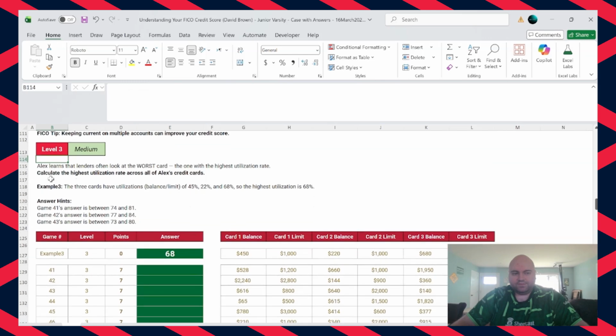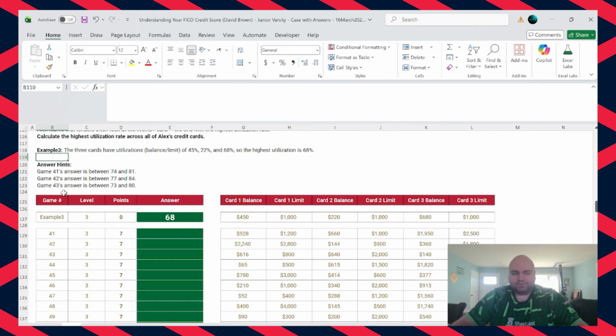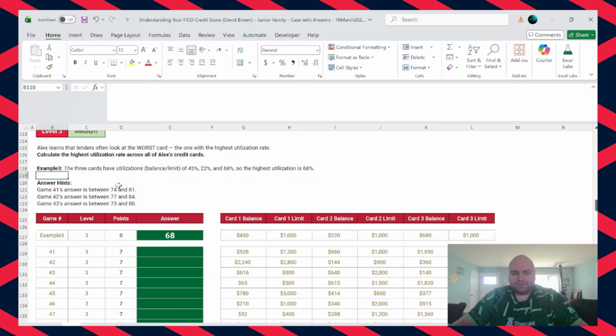Level 3. Alex learns that lenders often look at the worst card, the one with the highest utilization rate. Calculate the utilization rate across all of Alex's credit cards. Oh, the highest utilization rate. So, example 3. The three cards have utilizations, which remember is balance divided by limit, of 45%, 22%, and 68%, and we want to return the highest.